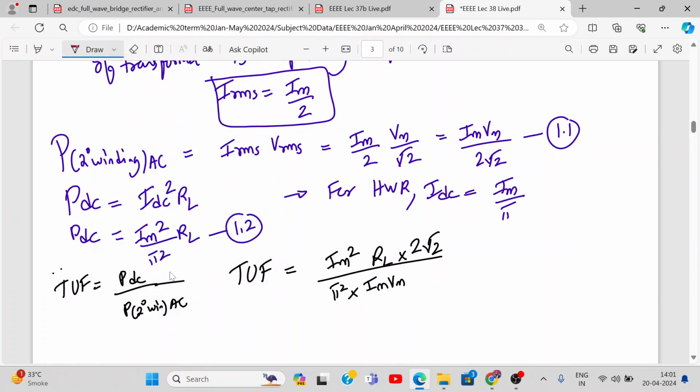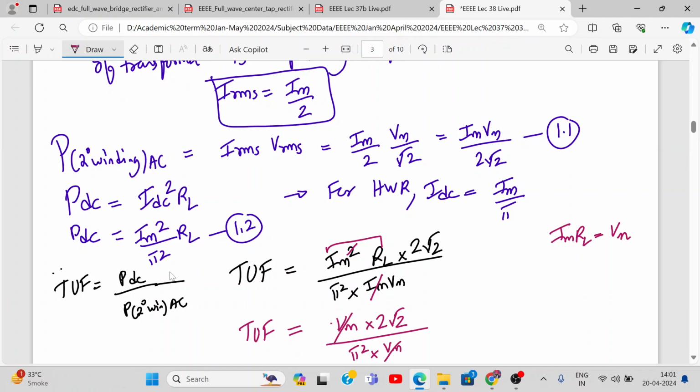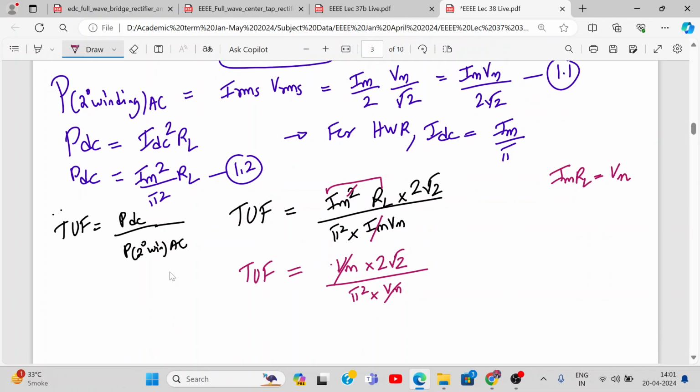VM gets cancelled. Sorry, IM gets cancelled. What else? What is IM? Im into RL is Vm, correct? So this is Vm. These two quantities are Vm into 2 root 2 divided by pi square into Vm. So Vm also gets cancelled. So it's 2 root 2 upon pi square. How much is that? Tell me.